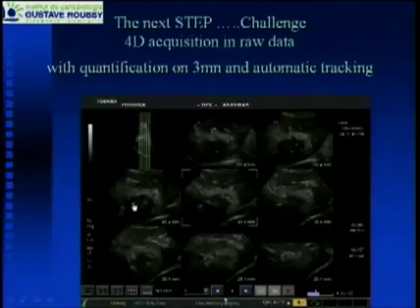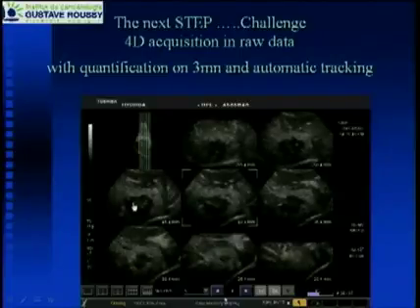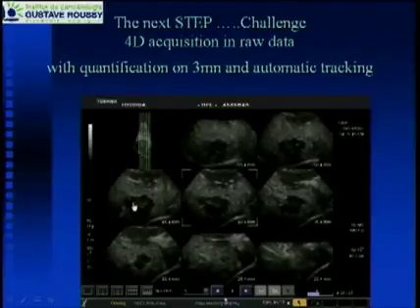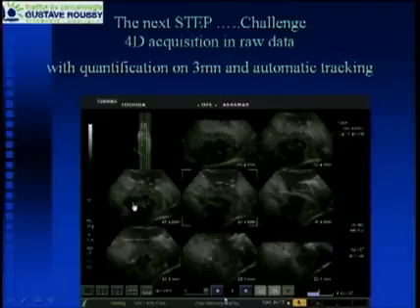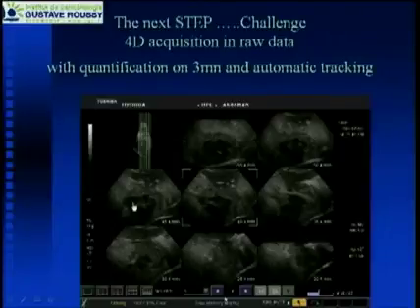And in fact, the next step, the future and the challenge will be the 4D acquisition in raw data in order to avoid the operator dependence of the ultrasound, and we hope that all companies develop a very new probe able to perform this 3D acquisition during 3 minutes.